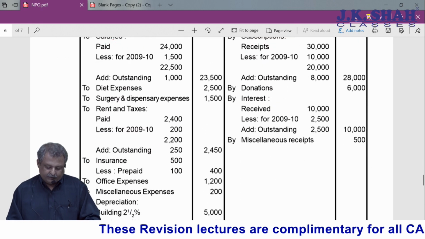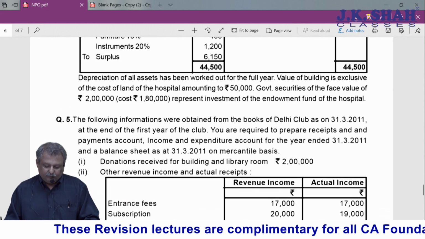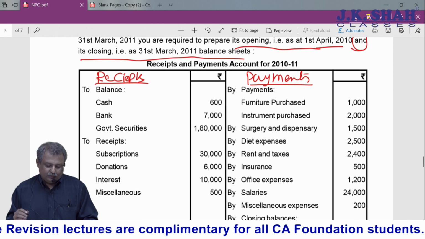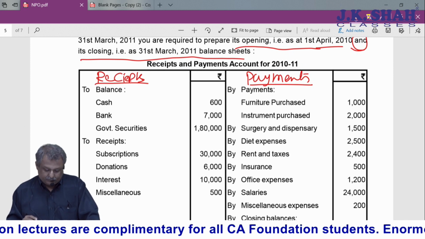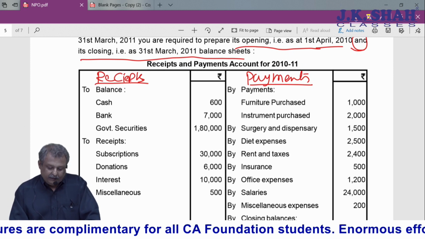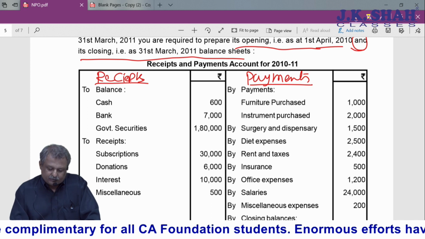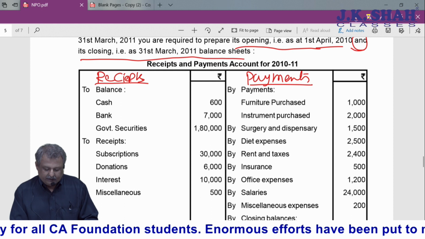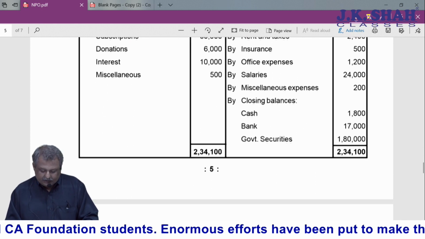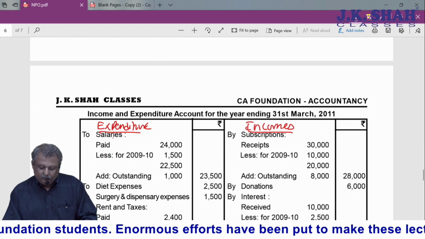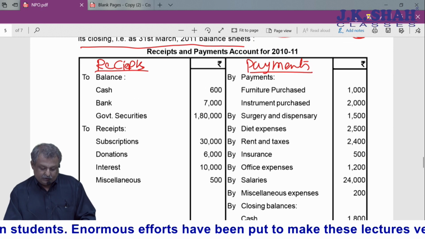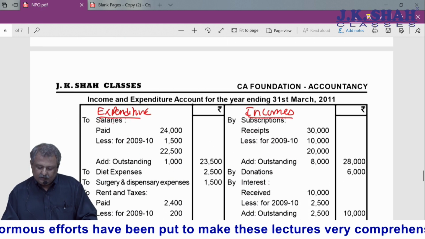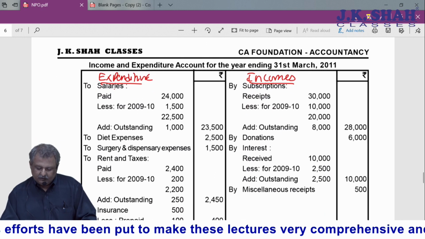and income and expenditure, and there is nothing further given, then what you should first do is find out the common items. Now, common items will appear on the receipt side and the income side. Say for example, this cash, bank, government securities. Is it there on the income side? You have to check the amount first. Amount is 600, 7,000, 1,80,000. So on the income side, is that amount given?